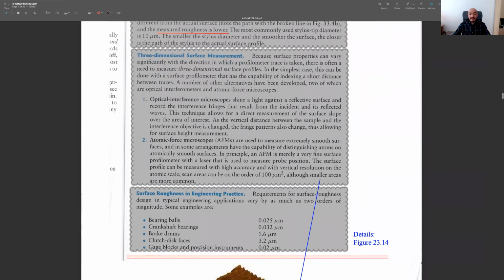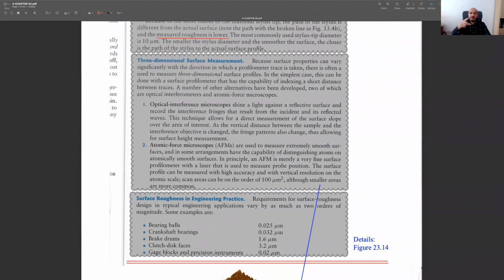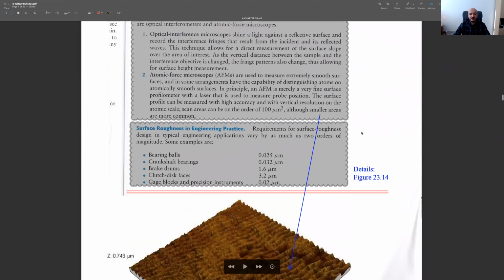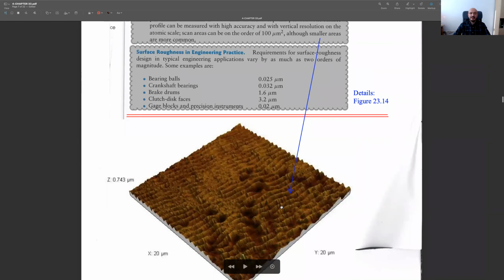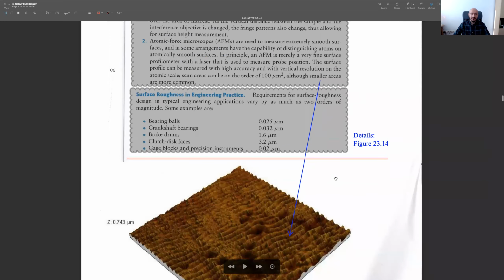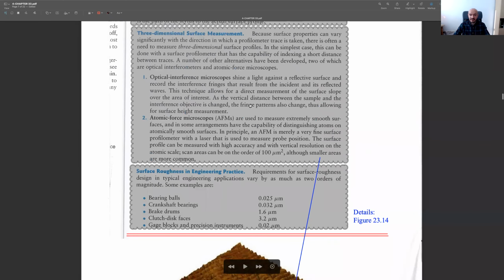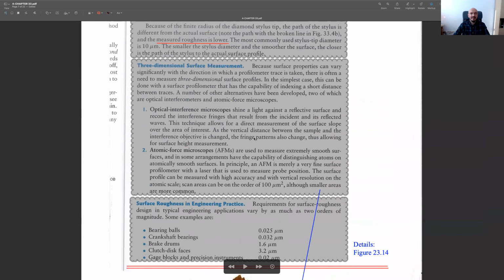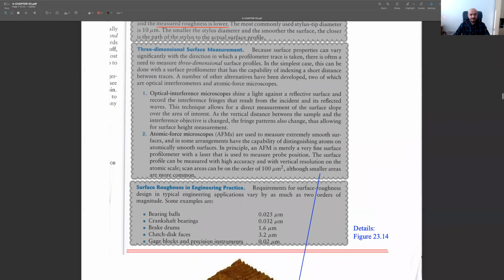And as I said, if you're not satisfied with the 1D measurement, then you may try to have 3D, three-dimensional surface measurements. For that purpose, we can make use of optical interference microscopes or atomic force microscopes. With the help of them, you can get such images and you'll have more information about your surface quality. But obviously, these are much more expensive than the 1D surface profilometers.